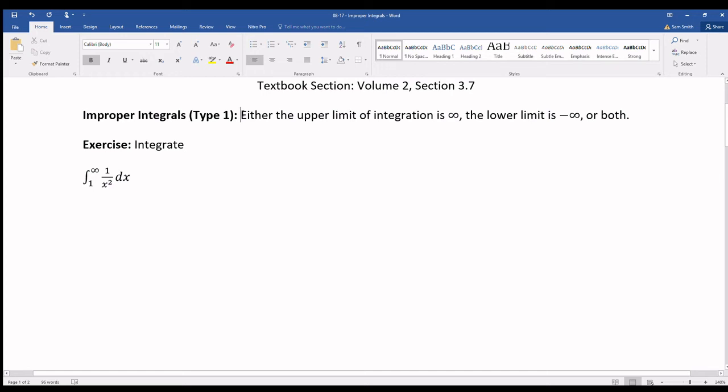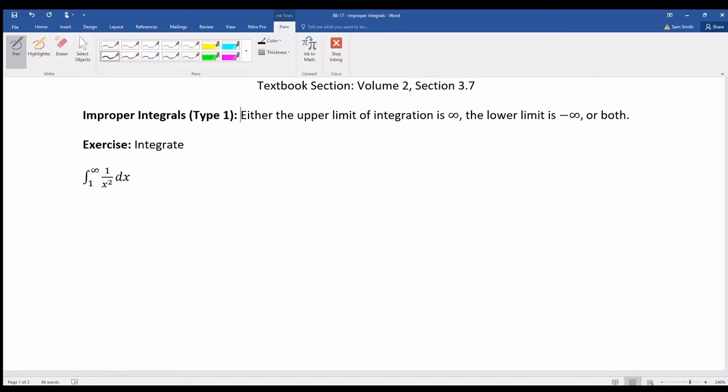In this video, we're going to talk about a special type of integral called an improper integral. Improper integrals come in two main types, and in this video, we're going to talk about type number 1. Type number 1 of an improper integral has the property that either the upper limit of integration is infinity, or the lower limit of integration is negative infinity.